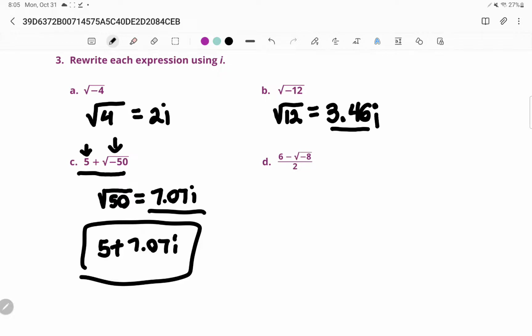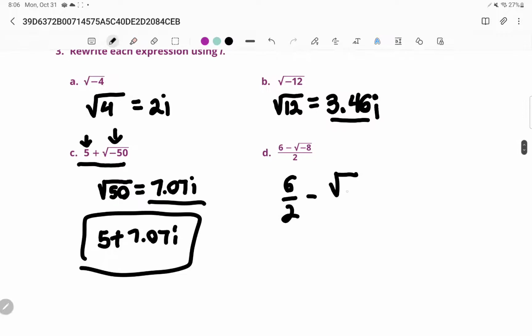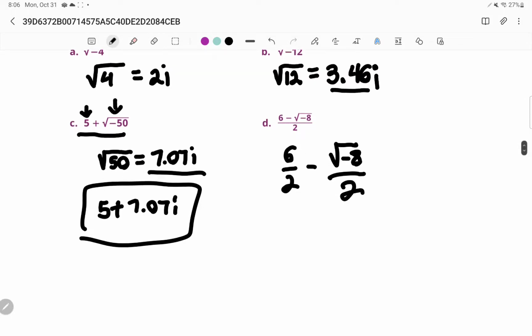Now let's go ahead and do the last one. Now for this one, some people might get confused. It's actually pretty easy. I'm going to separate this whole thing into two different fractions. So I'm going to do 6 over 2 minus the square root of negative 8 over 2. Alright, that's my problem. So I'm going to start simplifying stuff.